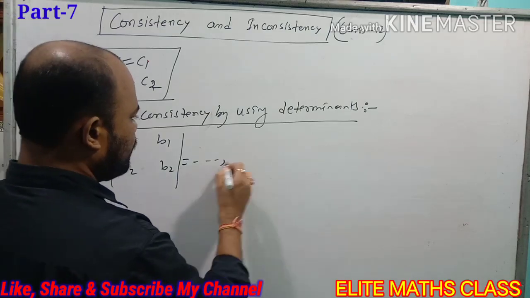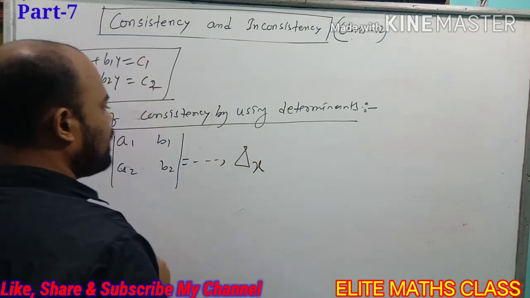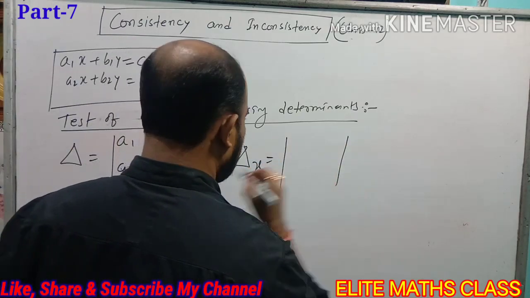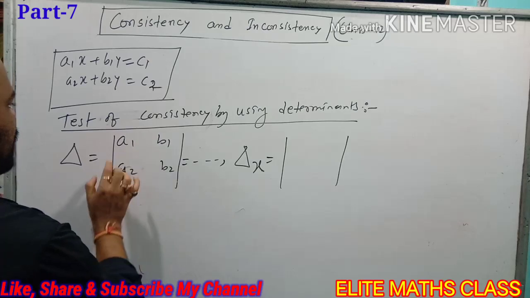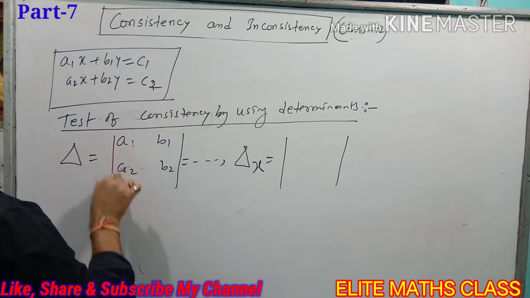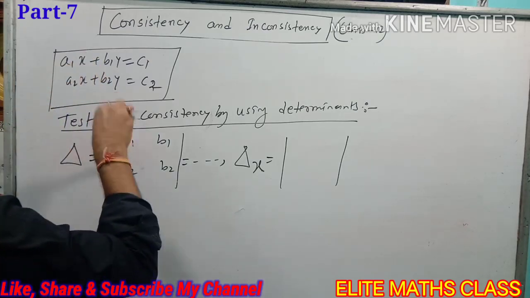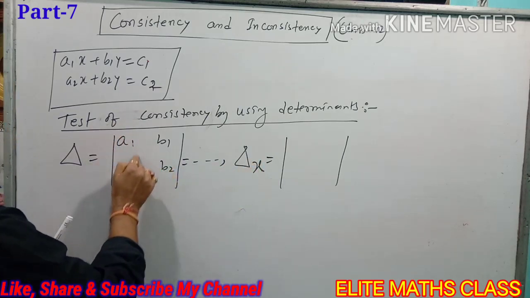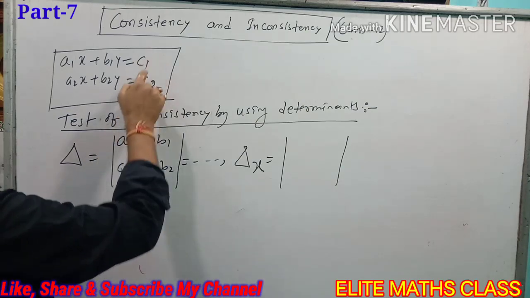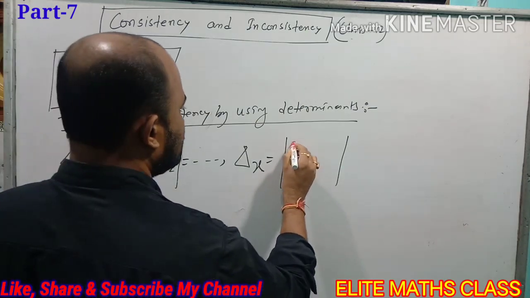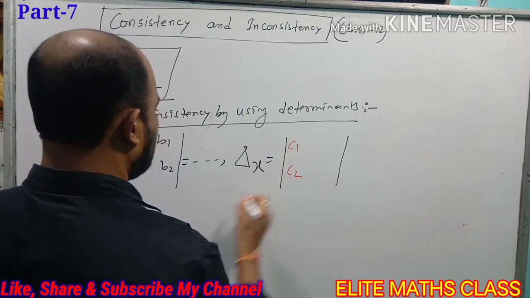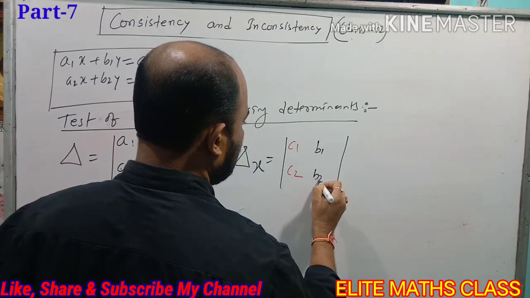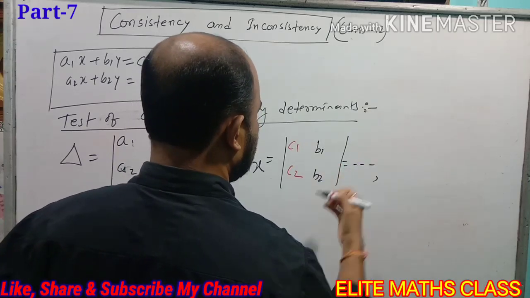Next we have to form another determinant, give it the name delta suffix x. How to form delta x? See, a1, a2 are the coefficients of x. Whenever you are forming delta x, in this determinant you have to replace the coefficients of x by the constant terms of the given equations. So the first column will be c1, c2, then the second column will be b1, b2. Find the value of this determinant.